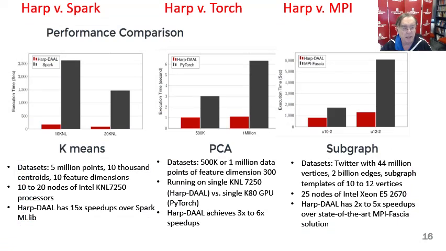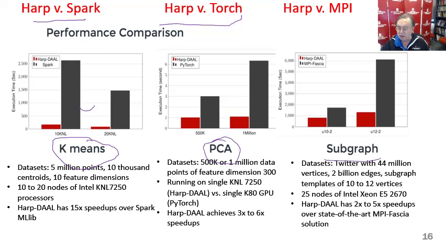Almost finally, we have here results for HARP compared to Spark. This is the KMeans. Again, I showed you HARP and Spark compared to MPI. HARP also outperforms Spark easily. Here we have HARP compared to Torch, another major machine learning system for Python, for principal component analysis.